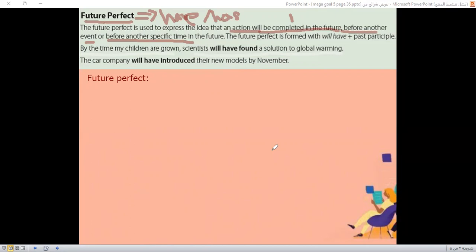What do you think? Which one is going to happen first? Children. Are you sure? It's not about the order of the sentence. No, the solution to global warming. Yes. The first thing, as we said, the grammar of the future perfect is going to be the first action that will be completed first. And then another action or maybe specific time. So scientists, they will have found solution for the global warming. This is the first thing that's going to happen. And then after that, my children are grown. You see?